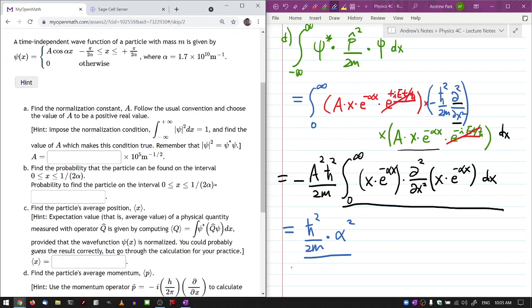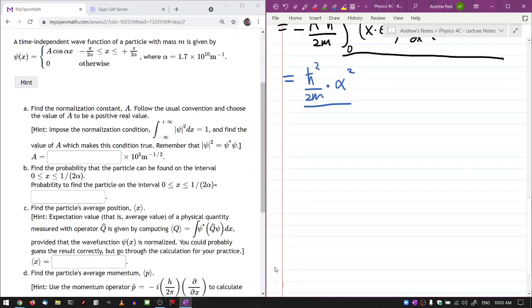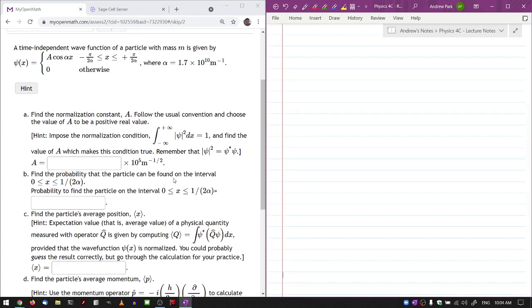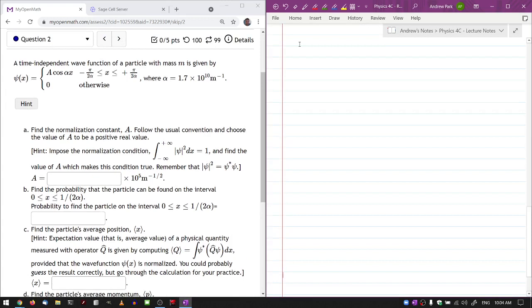All right, question number 2. And I'm doing this split screen thing so that it's easier for me to keep track of my work and write down things I need to. All right, it says the time-independent wave function of a particle with mass m is given by that.